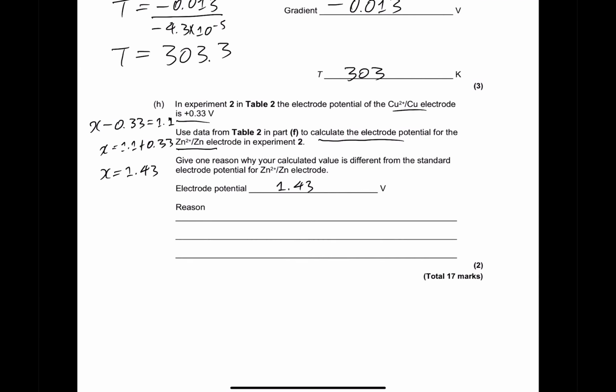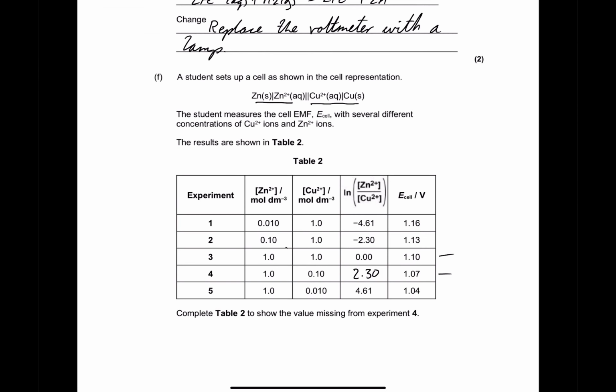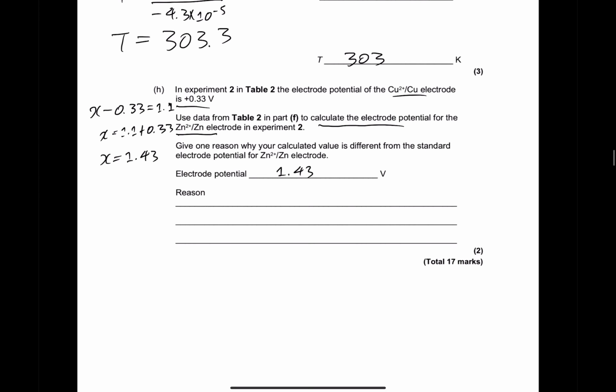Give a reason why I can't derive the difference, because it's probably not under standard conditions, is it? Yeah, it's not under standard conditions of 1 mole per dm cubed, as seen right there. So the concentration of Zn2+ isn't under standard conditions of 1 mole per dm cubed.